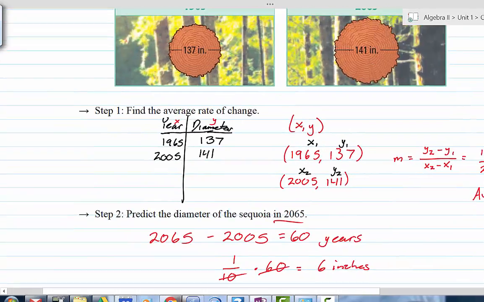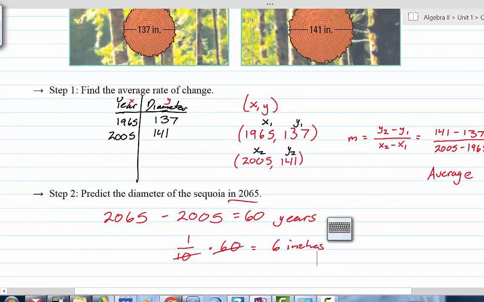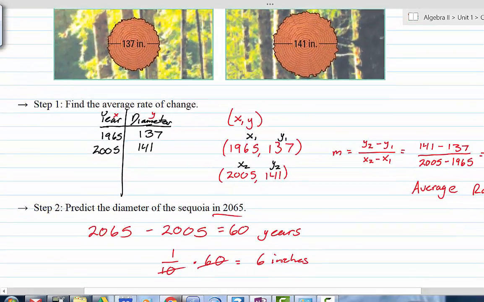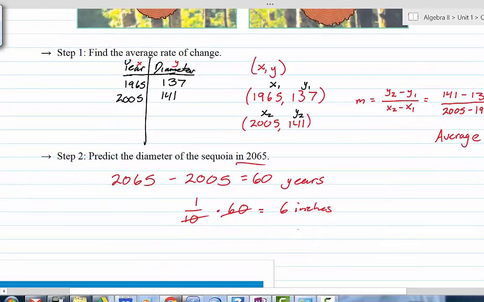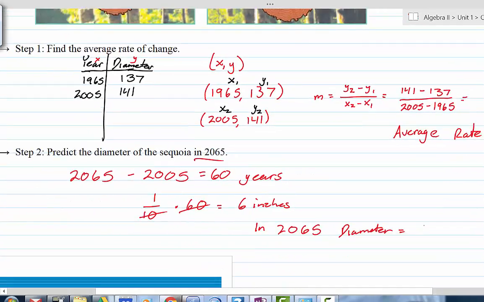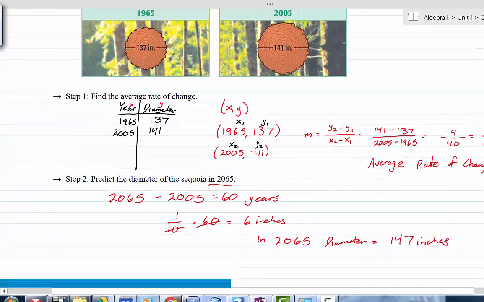So if it is 141 inches in 2005, in 2065 your diameter will equal, what's that, just 141 plus 6, 147 inches. We will do more of those problems as time goes.